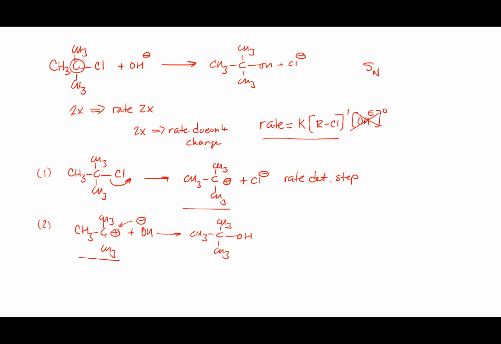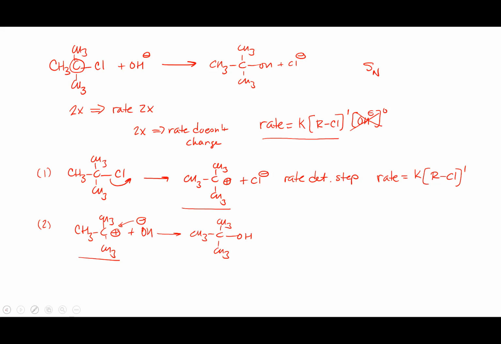So the rate determining step then would have a rate equation of this. It would be rate equals k times the concentration of the alkyl halide to the first, because that's the reactant in the first elementary step. Well, voila, there it is. I've now matched the rate in the elementary step to the overall rate equation.